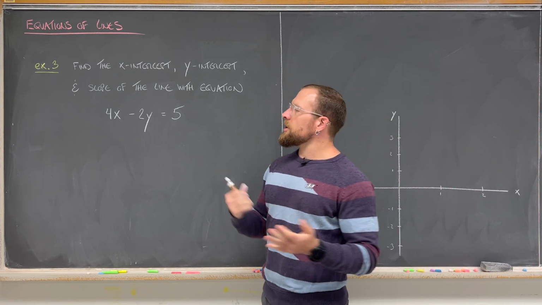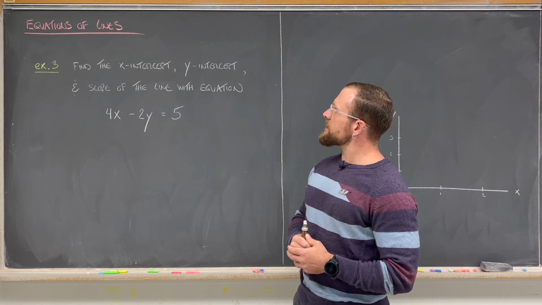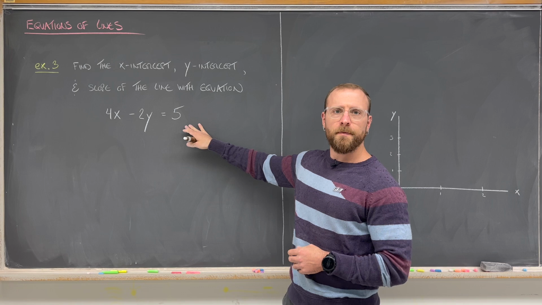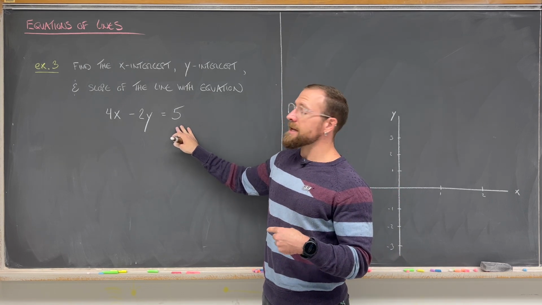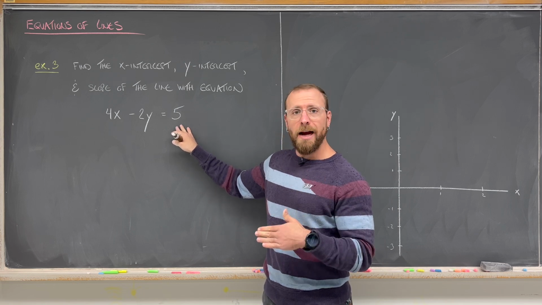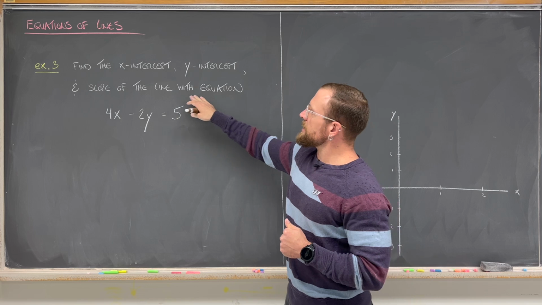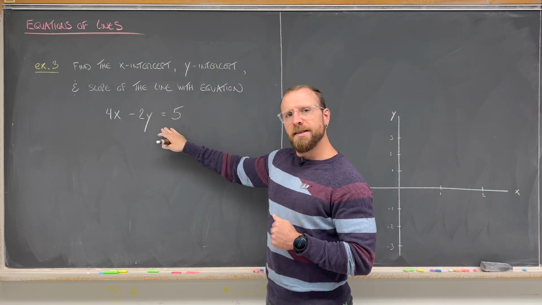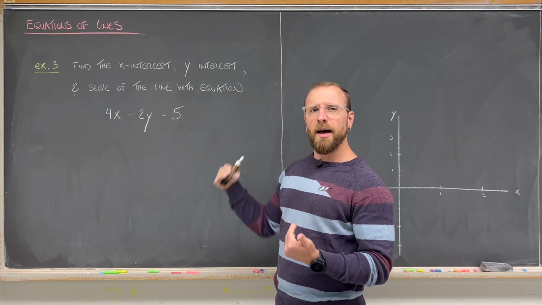Here's another question about equations of lines. It says, find the x and y intercept and the slope of the line with this equation. Now, I know that this equation has a graph, and it makes sense to ask what the x and y intercept of that graph are. But it seems to imply that this graph is a line. Can we verify that this equation does define a line?